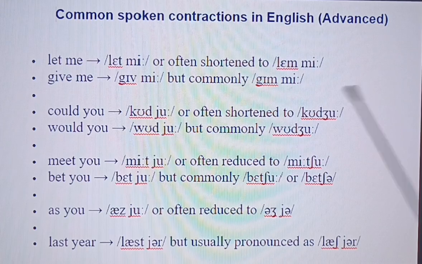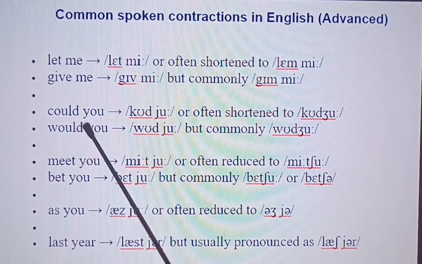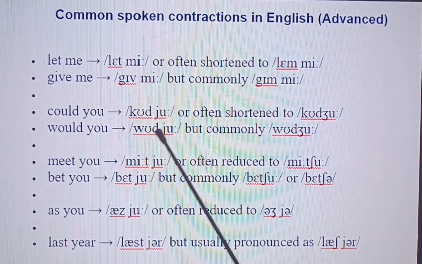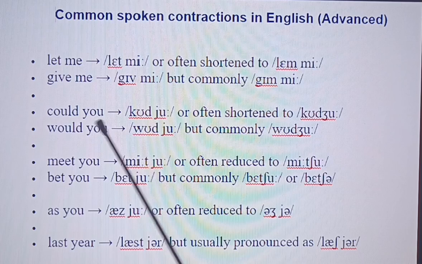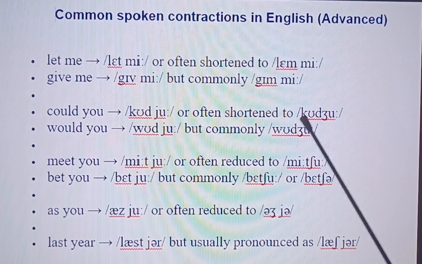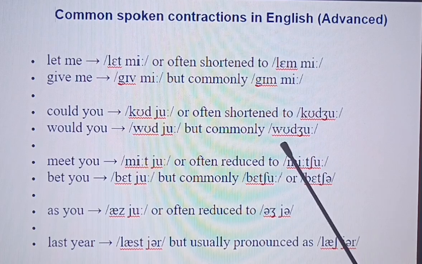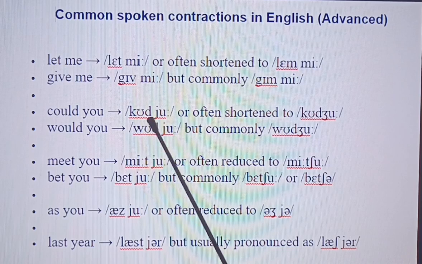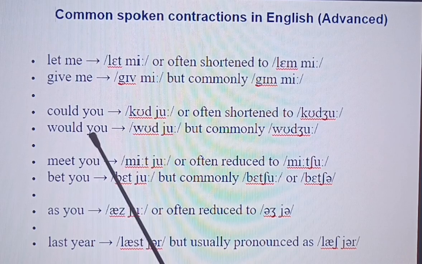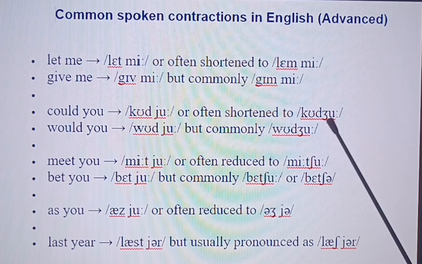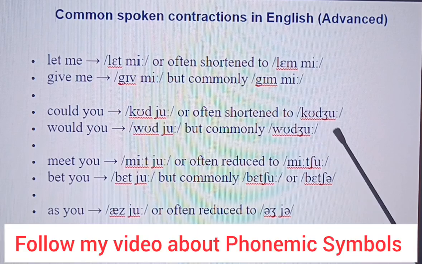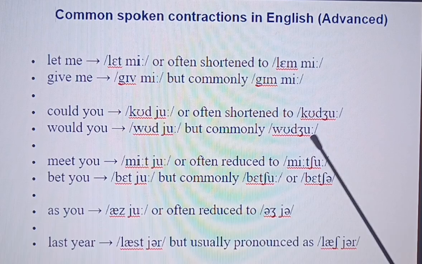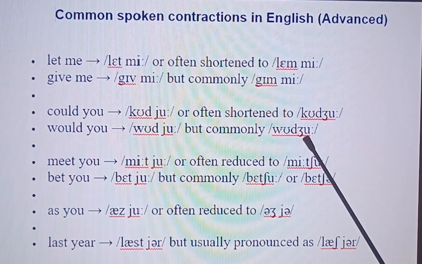The same thing is true with could you or would you. Normally, when you are dealing with d and y sounds, it's safer to pronounce it in fast speech as 'couldja' or 'wouldja', right? So d and y becomes j, like this sound. If you're not familiar with the phonetic or phonemic symbols, please refer to my other video about phonemic symbols so that you'll be able to learn all of these sounds.